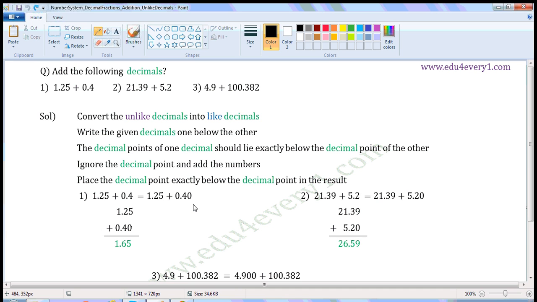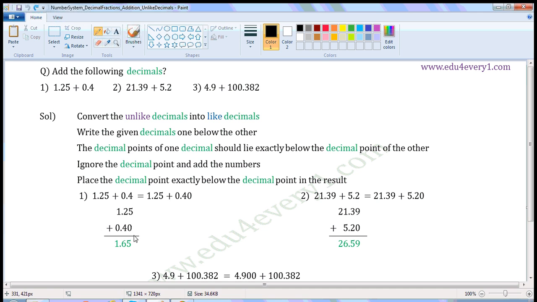Now these are like decimals. So write one decimal below the other and add them. So write 1.25 plus 0.40. See that the decimal point of this decimal is exactly below the decimal point of the other decimal. Then 0 will be below 5, 4 will be below 2, 0 will be below 1. Now ignore the decimal point and add these numbers.